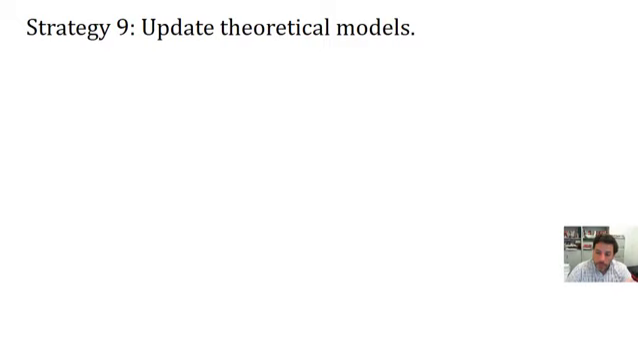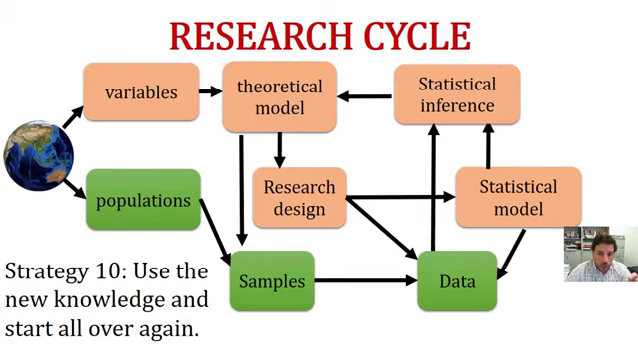Okay, so then what do we do? The 10th strategy is to use all the knowledge we acquire through doing research and start all over again. So we start updating the theoretical model, producing a research design and a statistical model to analyze the data. After collecting the data, we make statistical inference, and that makes us update the theoretical model. Now, maybe the model that we have in mind works for a specific population, so further research may try to extend the populations to which that model applies. So we study different types of populations.